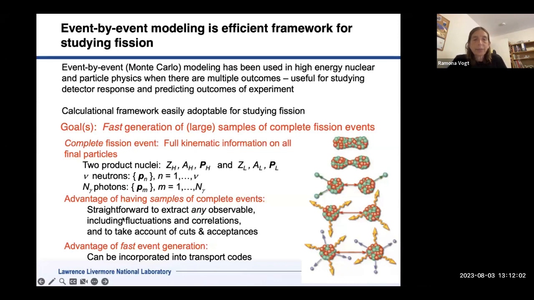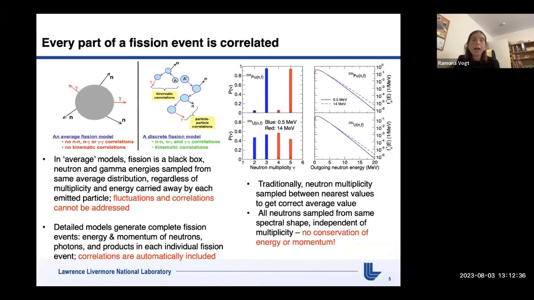And then you have N photons, and there's an advantage of having samples of complete events. That means you can really extract any observable you want, and you can look at fluctuations and correlations. And what's really good if you're trying to design an experiment is you can use a code like this to model your proposed detector and see if it's really going to measure what you think it's going to measure. And a code like Freya can be incorporated into transport codes as well.